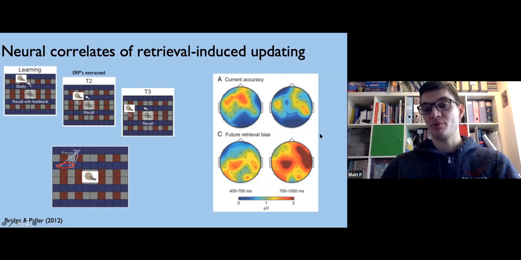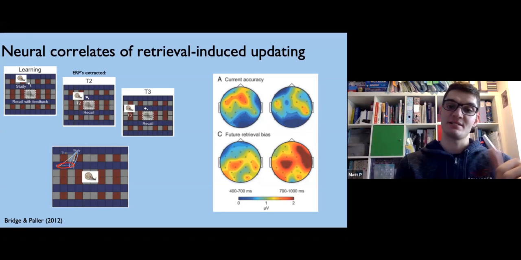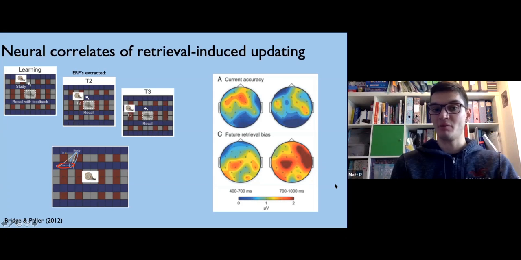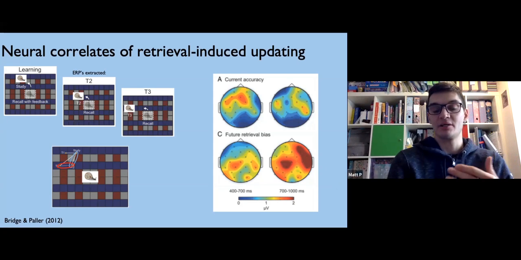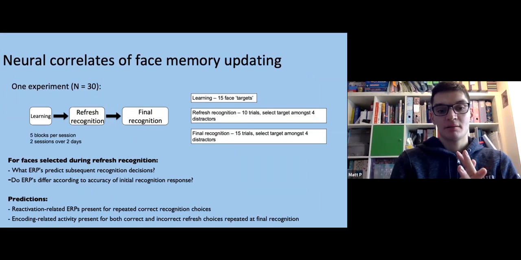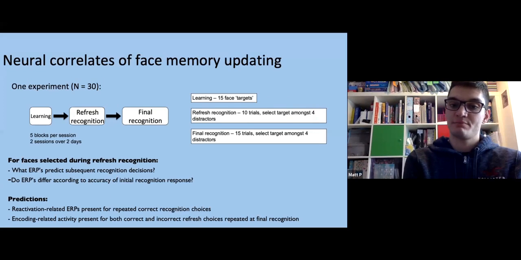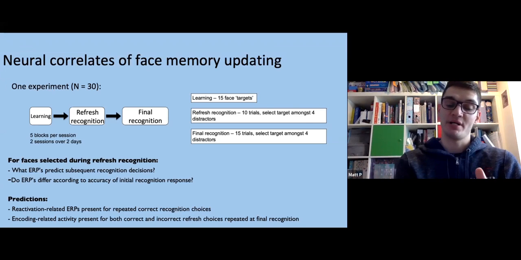Equally, these two processes could act in sync with one another. The data here suggests that reactivation and encoding may be separate processes, but they could equally occur in sync. Anyway, that paradigm was one that we based our EEG experiment on.